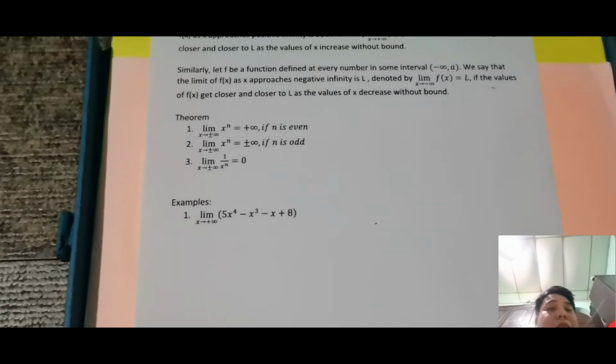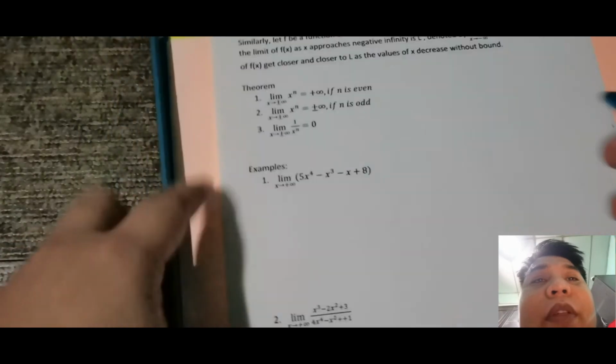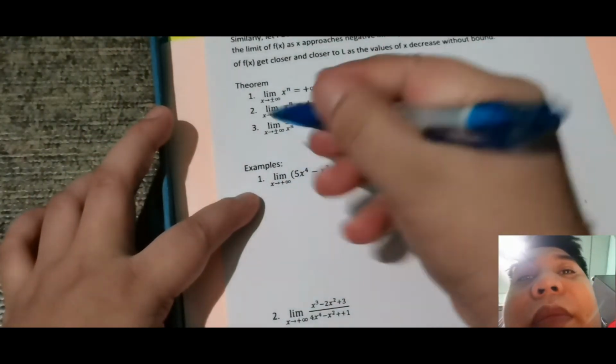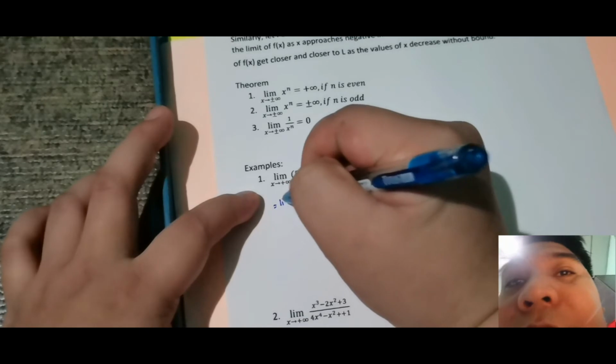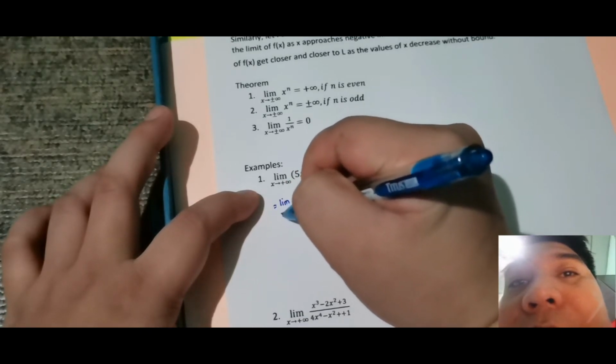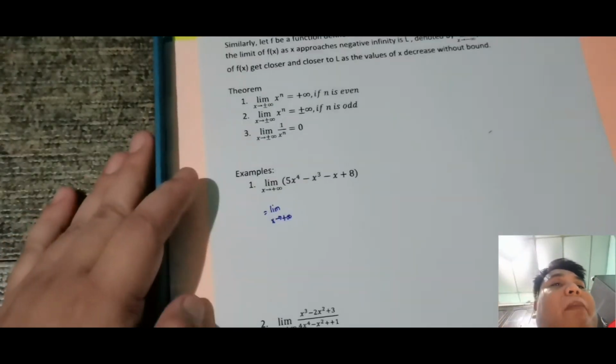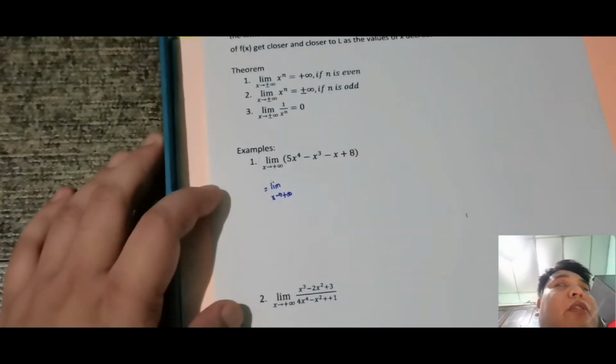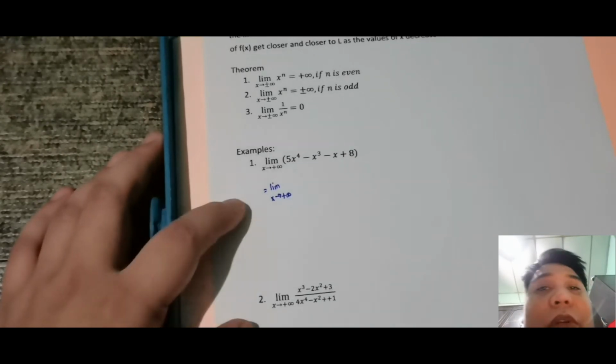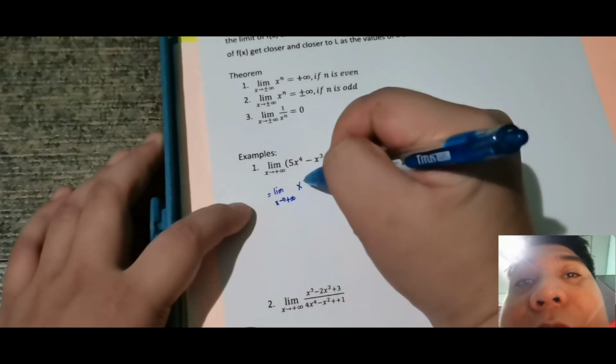Okay, so number 1, let us evaluate the limit of 5x to the 4th minus x cubed minus x plus 8 as x approaches positive infinity using yung theorem. So, gusto ko makapaglabas ka ng theorem. So, ito unang gagawin ni sir. Okay, so makinig mabuti. So, una, this is the limit as x approaches positive infinity. Ilalabas ko yung may pinakamalaking variable o pinakamalaking exponent na variable, and that is x to the 4th. Ipapactor out ko yung x to the 4th.